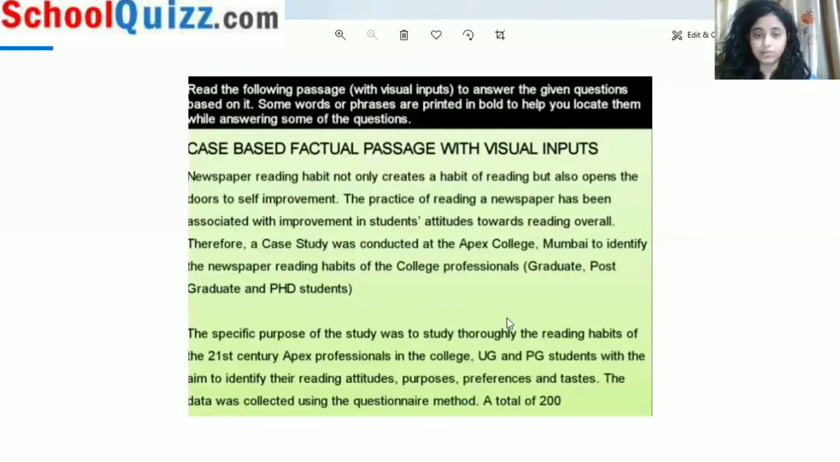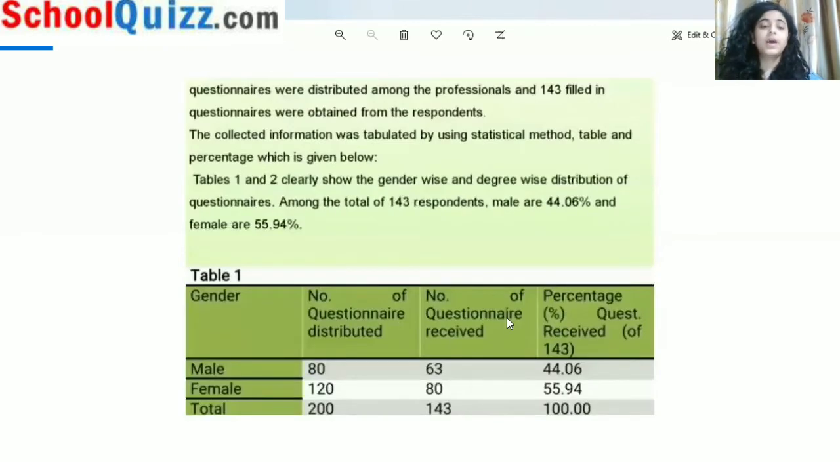Like that you are going to do. Okay. Now, questionnaires were distributed among the professionals and 143 filled questionnaires were obtained from the respondents. The collected information was tabulated by statistical method, means the table and percentage which is given below. Table 1 and 2 clearly show the gender-wise and degree-wise distribution of questionnaires among total 143 respondents.